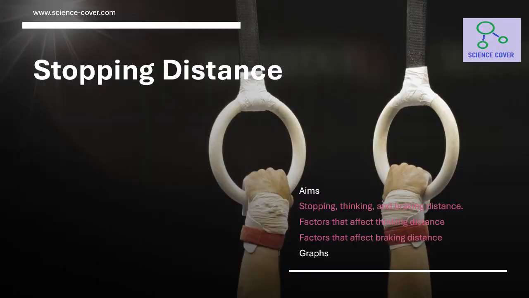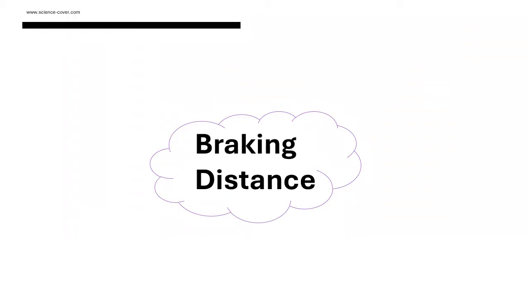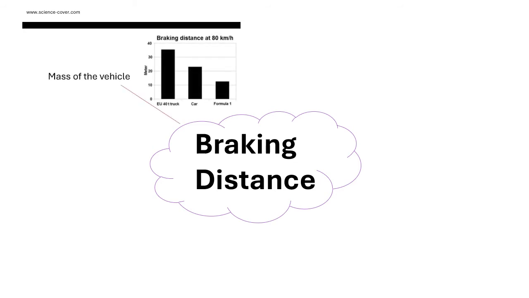Let's now look at the factors that affect the braking distance. The braking distance is the distance that a vehicle travels between when the brake is applied and when the vehicle comes to a stop. This can be affected by the mass of the vehicle. A vehicle with a large mass will have a larger braking distance than a vehicle with a smaller mass.